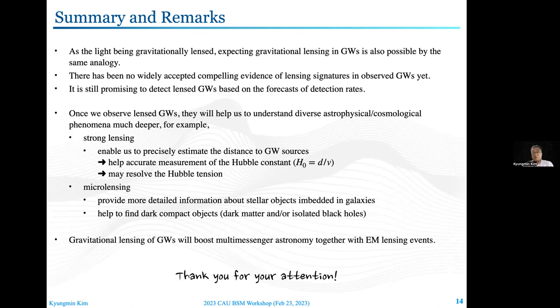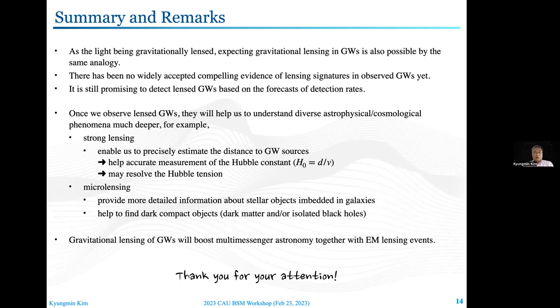And so once we observe lensed gravitational waves, those signals will help us to understand diverse astrophysical and cosmological phenomena much deeper. For example, if we detect a strongly lensed signal, then it will enable us to precisely estimate the distance to gravitational sources, reducing the statistical uncertainties, and it will give an accurate measurement of the Hubble constant using Hubble's law, and that kind of enhancement may resolve the Hubble tension.